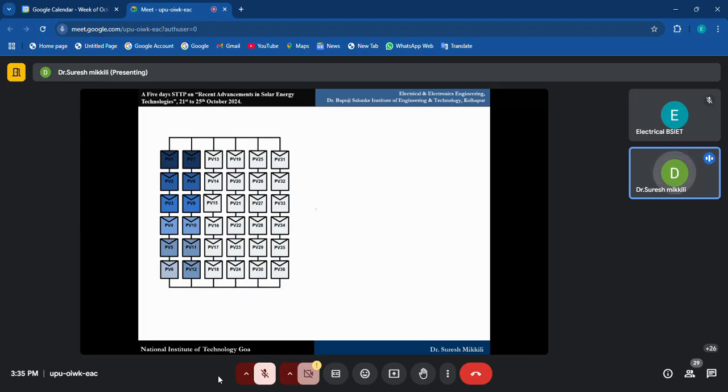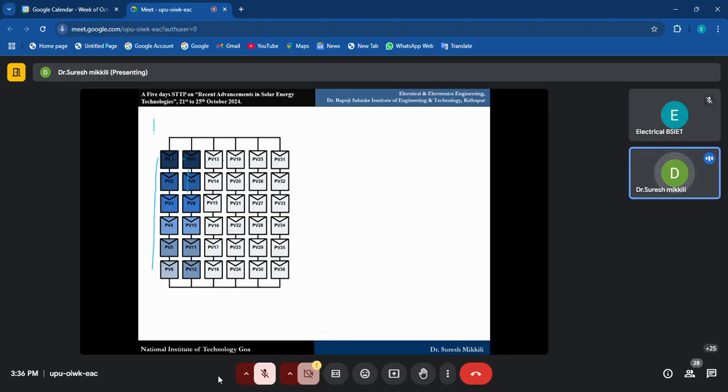What I'm assuming is this is called a column shading. How many columns are there? There is one, two. How many strings are there? One, two, three, four. There are 6 strings, and in each string we have 6 PV panels. That means the array is a 6 by 6 structure, and each string is a series-parallel structure. In each string, 6 PV modules are connected.